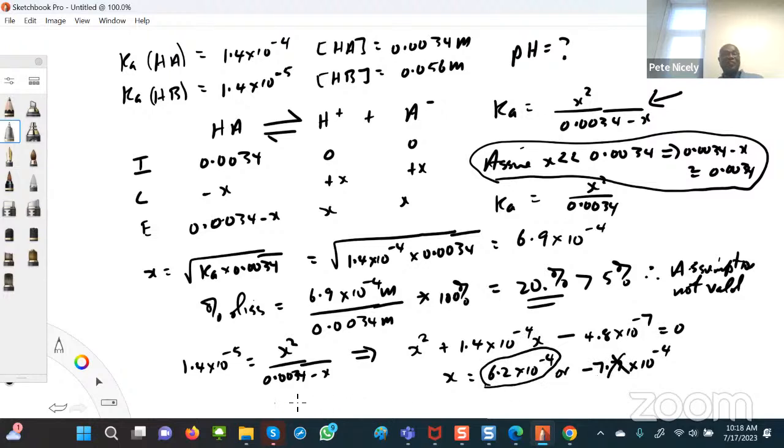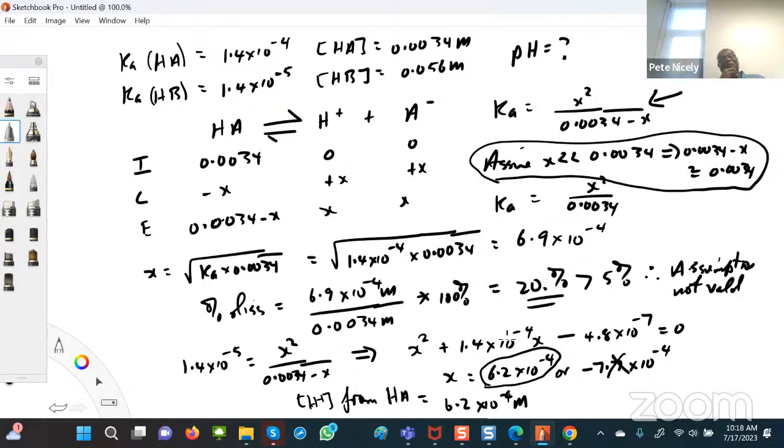So therefore, the concentration of H plus from HA will be equal to 6.2 times 10 to the minus 4 M. All right? So that's basically the concentration of H plus from HA.